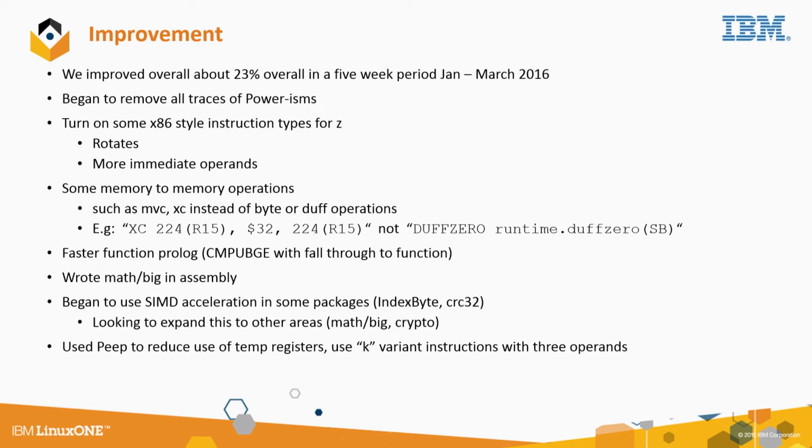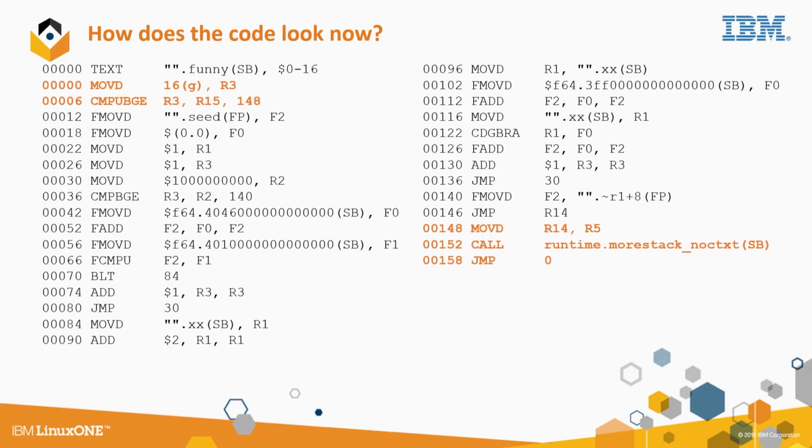I wrote big math in assembly. You heard Rob Pike say that this morning. That's one of the main things you've got to do: write big math in assembly. Well, I did that. And we began to use the SIMD on the Z13 for certain things. Like CRC32, we got a 55x improvement, 55 times faster with assembly than without it. And we used PEEP to introduce K instructions, which are the 3 operand instructions on Z.